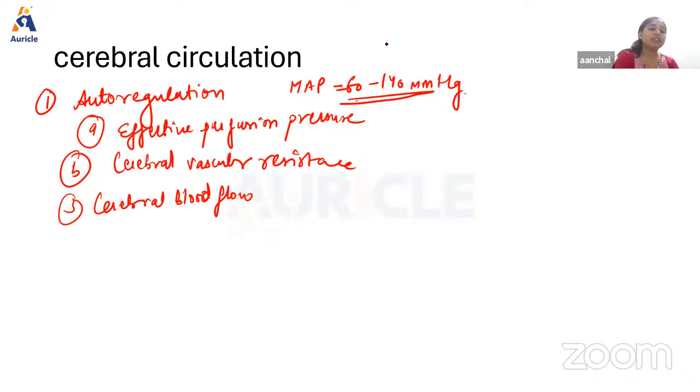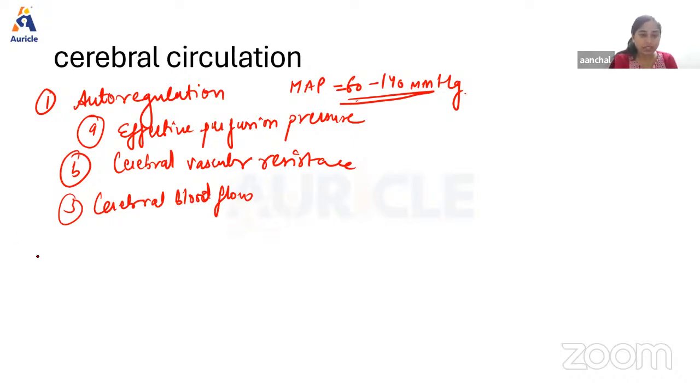Okay, now another thing we have is cerebral vascular resistance. Okay, so what happens when the vascular resistance is more? The blood flow inside the brain will get less. Okay, so resistance to blood flow in the brain is offered by intracranial pressure, CSF, and the viscosity of blood. Fine. So this is all about autoregulation.